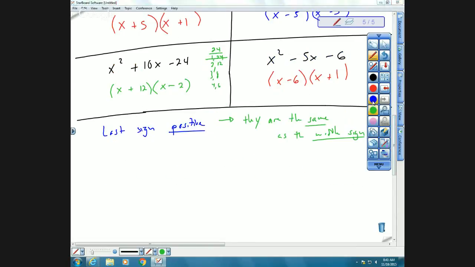If the last number is negative, or the last sign is negative, then they're different. They're going to be different.